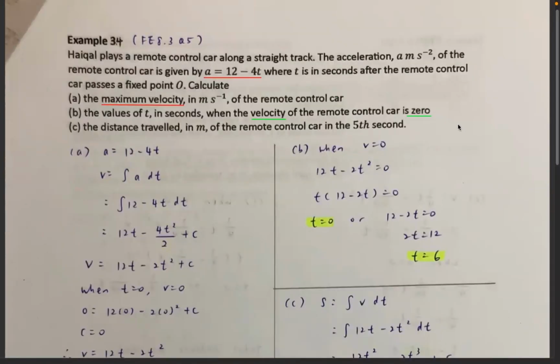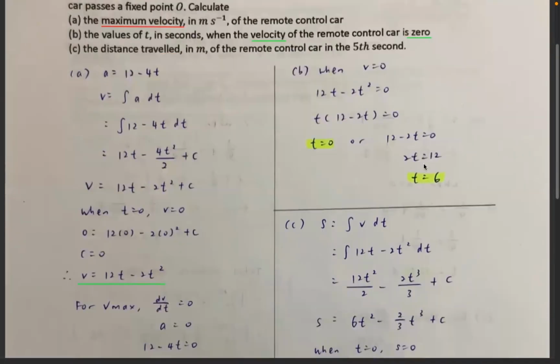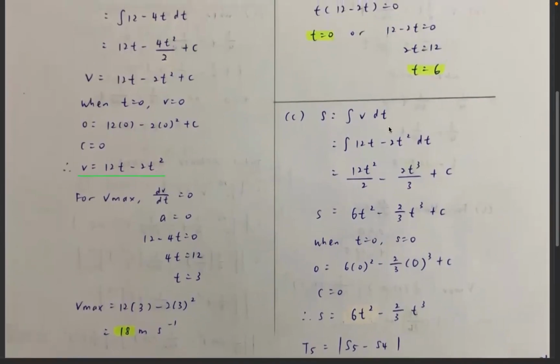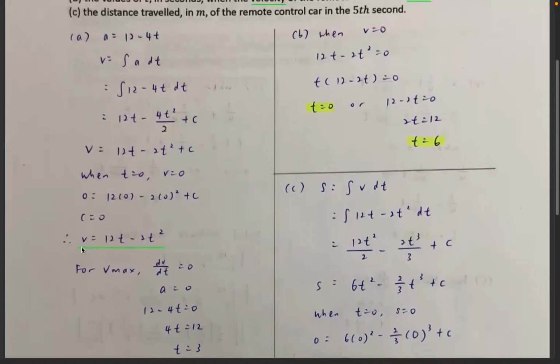C. Calculate the distance traveled in meters of the remote control car in the 5th second. Distance traveled in the 5th second means the distance traveled from the 4th second to the 5th second. So we have to do the modulus of S5 minus S4. For my working here, I try to get the displacement function. We have the velocity function just now, so to get the displacement function, I do integration. Integrate v dt, so I have a function that consists of c.